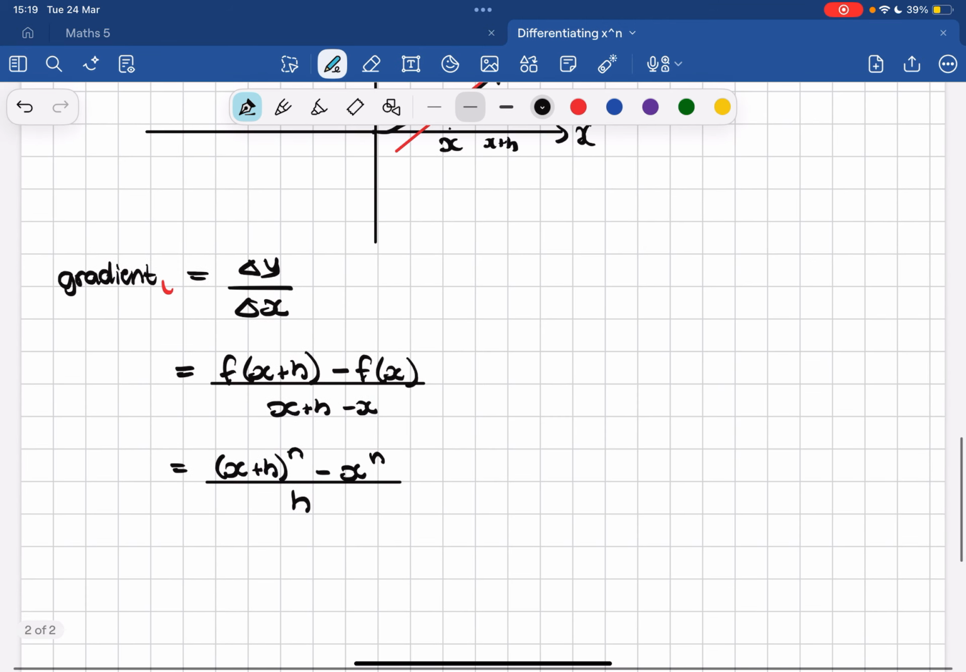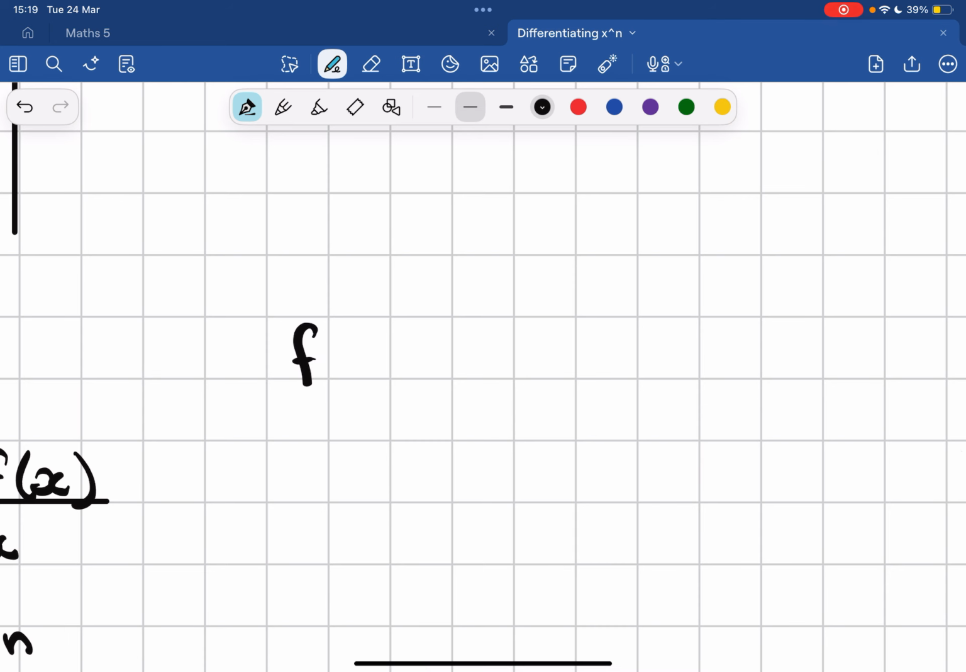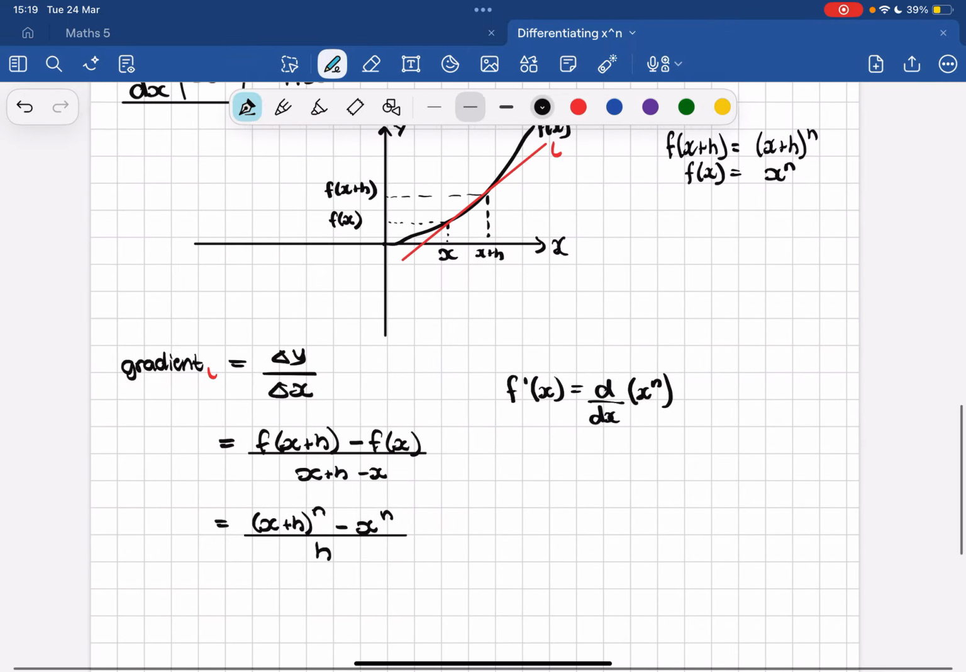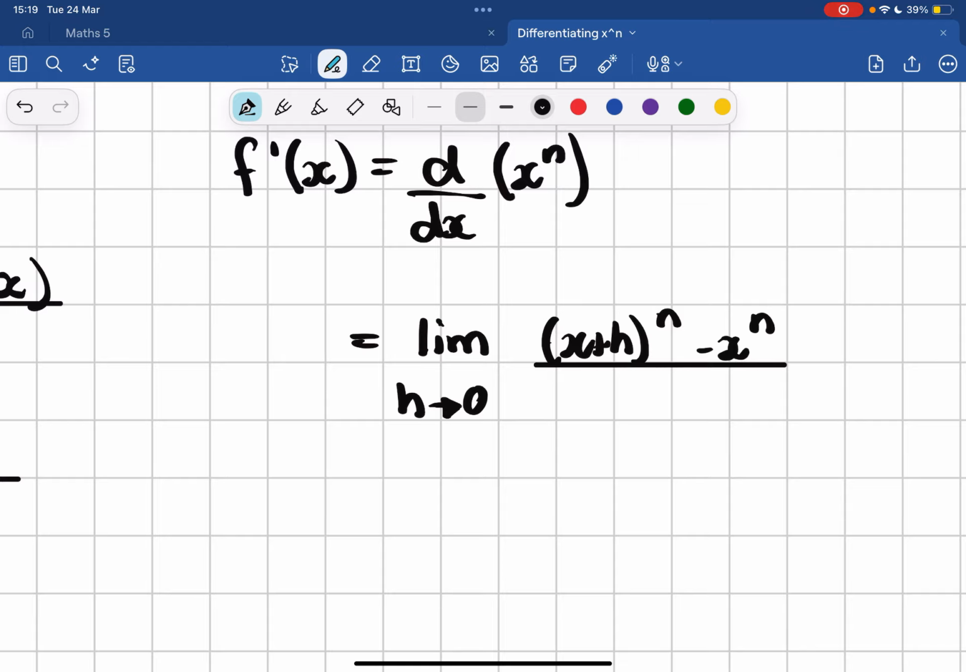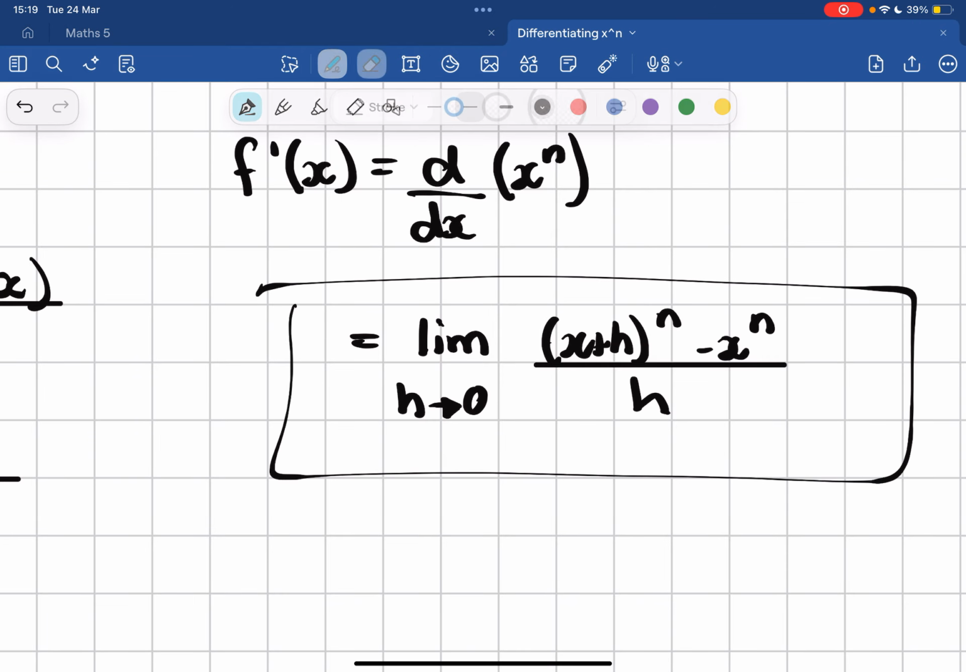So now f dash x, or we could say the derivative of x to the n, equals the limit as h goes to 0 of x plus h to the n minus x to the n, over h. Now there's a few ways we can evaluate this to get our derivative.